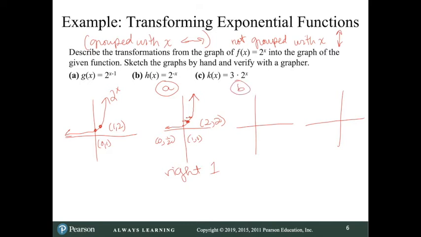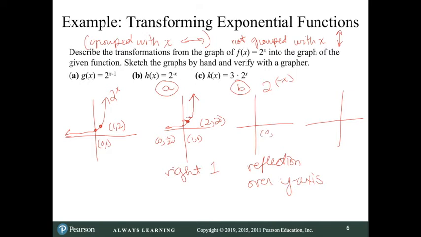For graph B, 2 to the negative x, okay? So 2 to the negative x is grouped together with the x, so it's a horizontal transformation. This should be a reflection. Horizontally is a reflection over the y-axis. Okay, so again, let's try a couple of points.